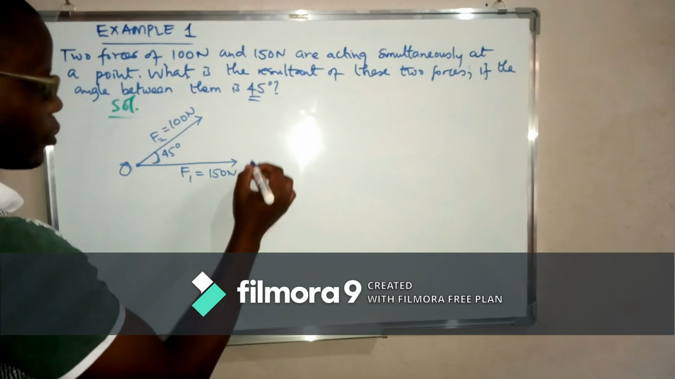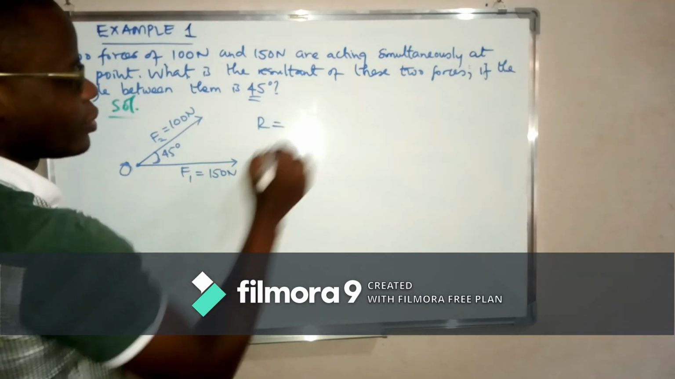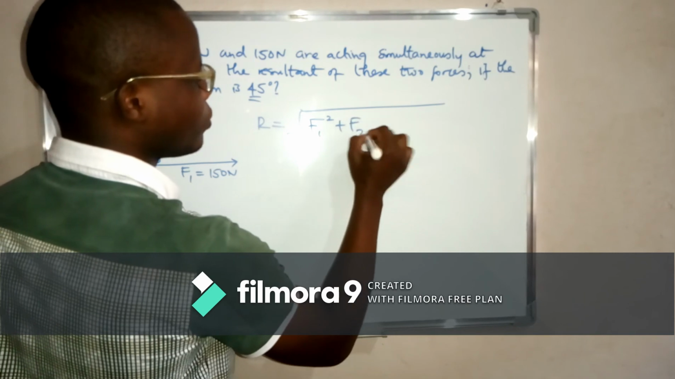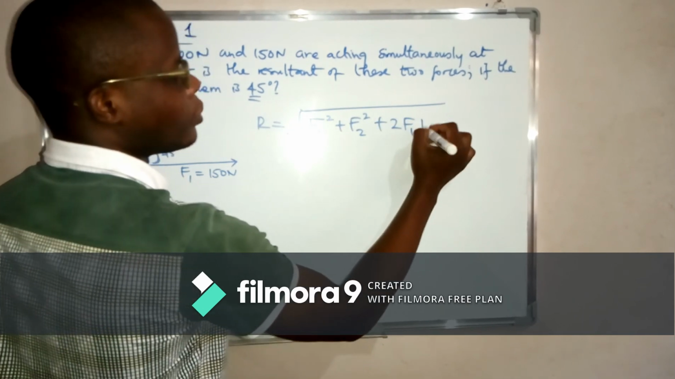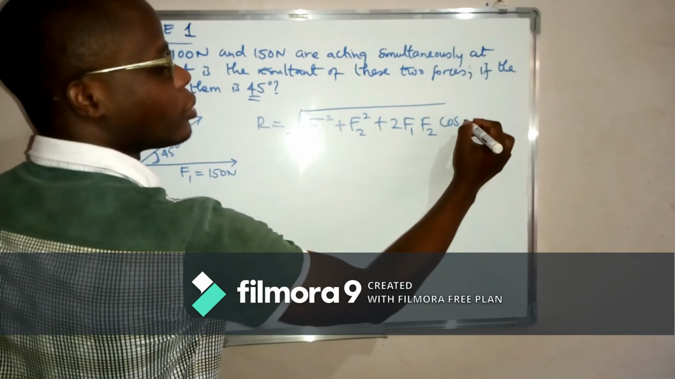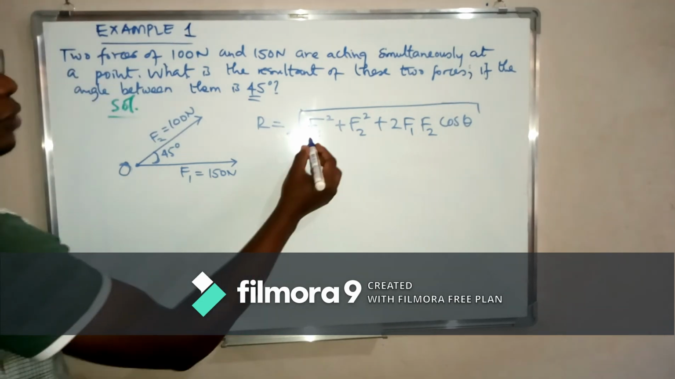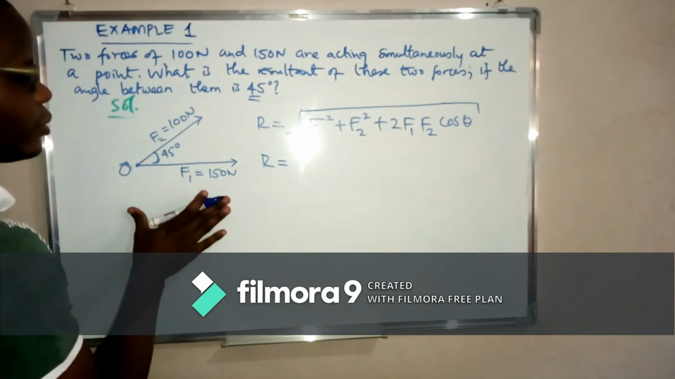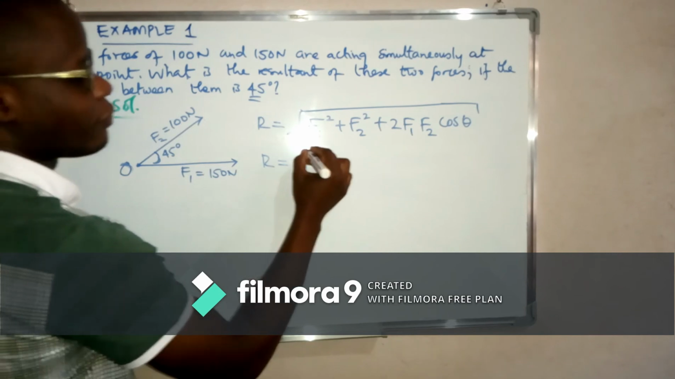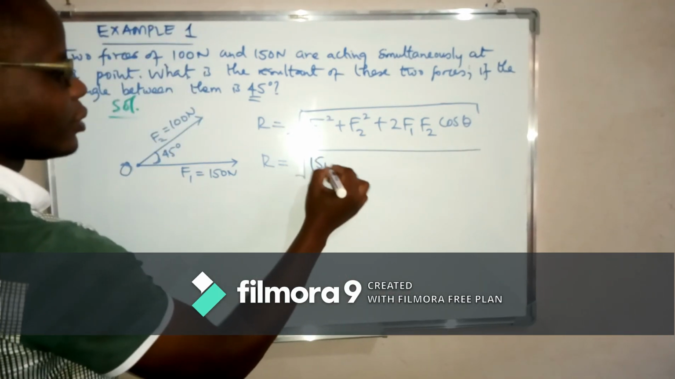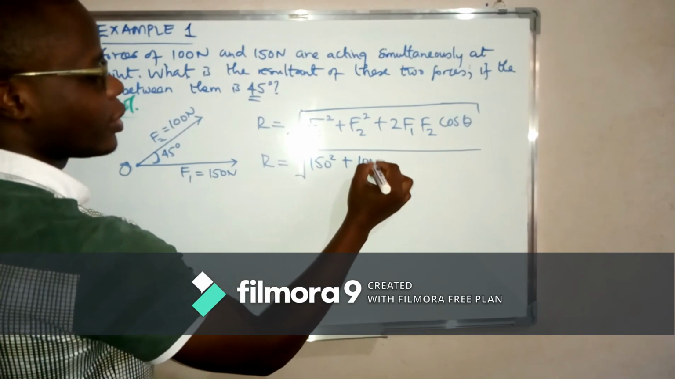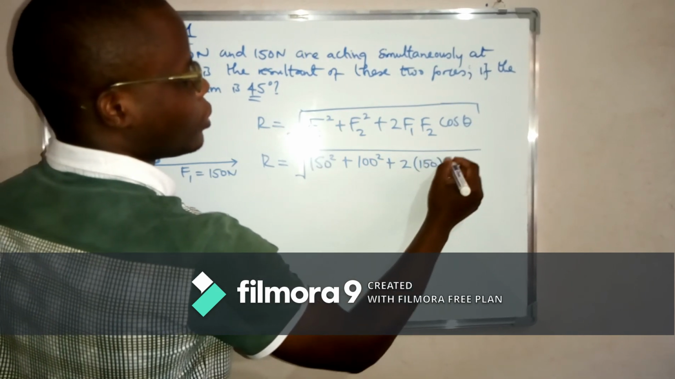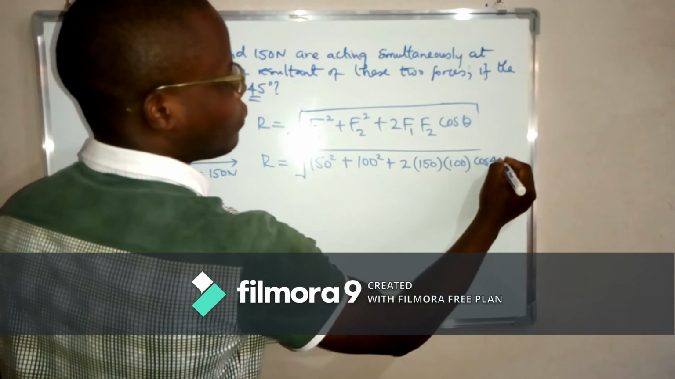If we remember this equation, R is equal to the square root of F1 squared plus F2 squared plus 2 F1 F2 cos theta. We already know F1, F2, and theta, so you can directly substitute whatever you have into this equation. So you have the square root of 150 squared plus 100 squared plus 2 times 150 times 100 times cos 45 degrees.